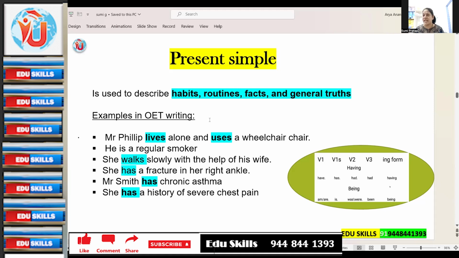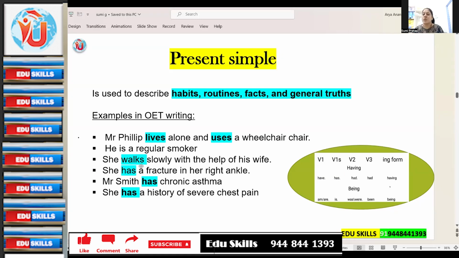Habits, routines, facts, and general truths. Below we have given the examples. Mr. Philip lives alone and uses a wheelchair. The patient lives alone. This is important, as we are writing the background, so you can write like this. The patient lives alone and uses a wheelchair, and he is a regular smoker. See, there is a regular smoker. When regular comes, there is no need to add a word like yes here. Regular already means usually, it's routine, so we can keep it like this.